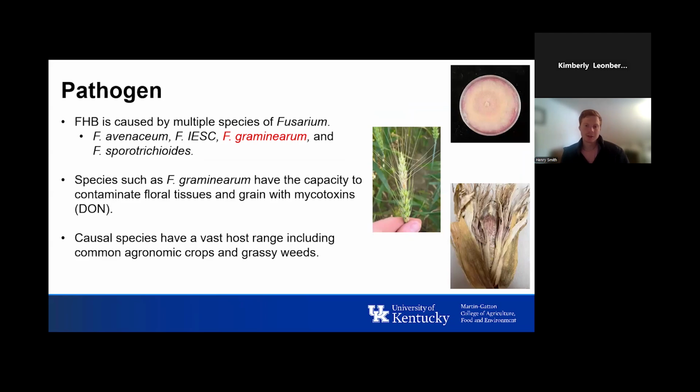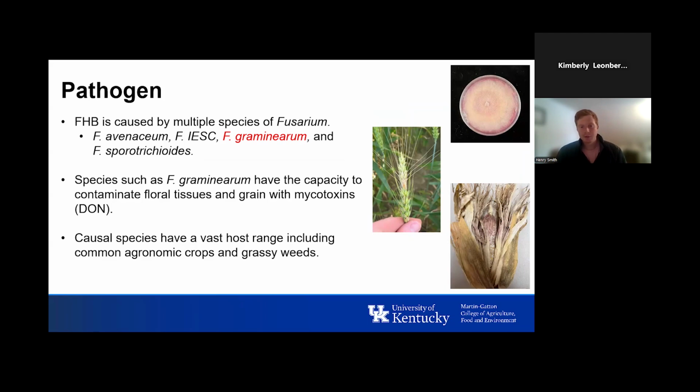So what's causing Fusarium head blight of hemp? It's caused by multiple species of Fusarium. Fusarium avenaceum, members of the Fusarium incarnatum-equiseti complex, Fusarium graminearum, and Fusarium sporotrichioides are the species we've identified that are causing Fusarium head blight of hemp here in Kentucky.